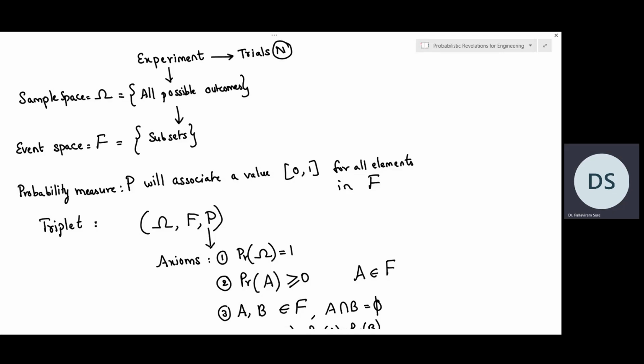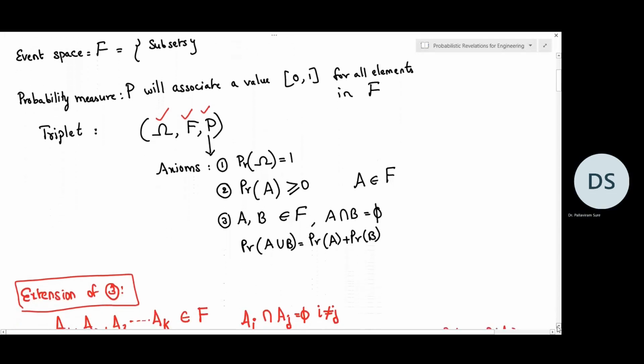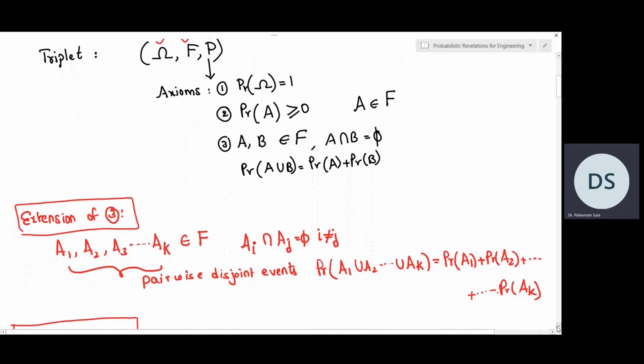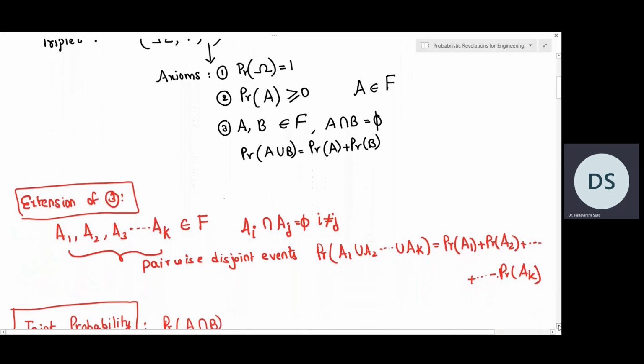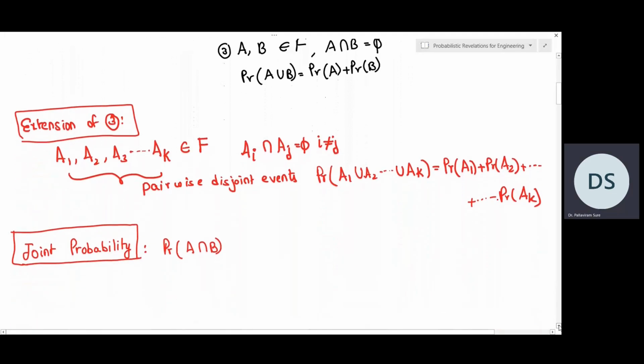In my previous videos, I have shown you the basics of probability. It starts with an experiment and I have introduced you towards the probability space which has a sample space, then an event space and the probability measure. The probability measure satisfies three different axioms and an extension of axiom number 3 is also seen. Many examples on this probability measure have also been discussed. And in the last video, we have also come across what is the meaning of joint probability.